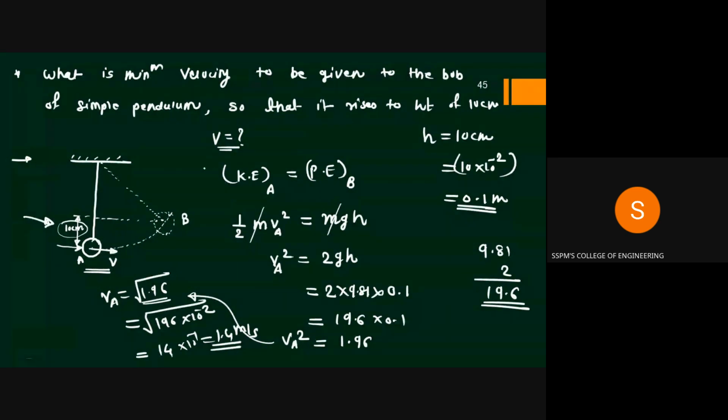Okay. So the equation that we have used is the energy conservation equation. The total kinetic energy at point A is equal to the total potential energy at point B. Okay. And second equation, kinetic energy is 1 by 2 mv square and the potential energy is mgh.